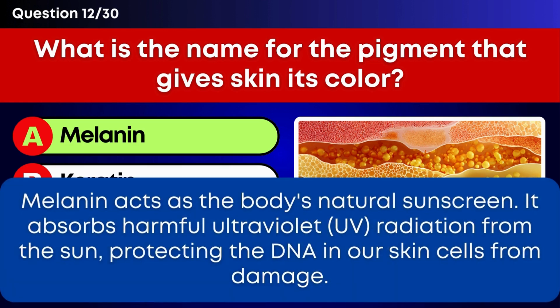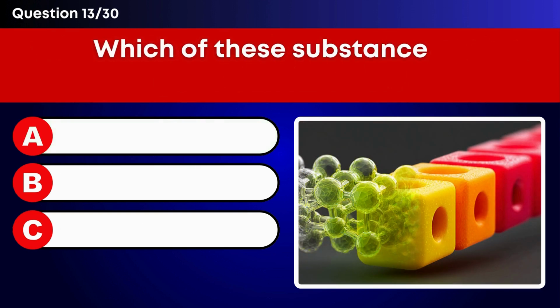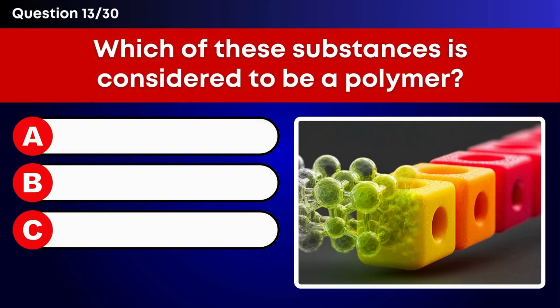Melanin. Melanin acts as the body's natural sunscreen. It absorbs harmful ultraviolet or UV radiation from the sun, protecting the DNA in our skin cells from damage. Which of these substances is considered to be a polymer?